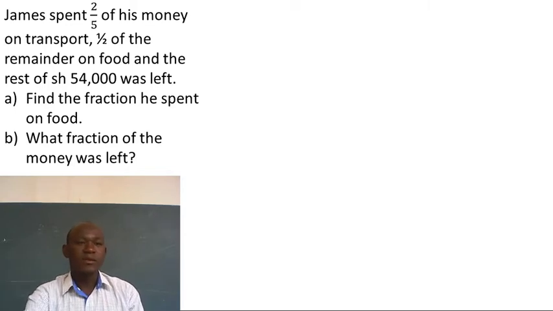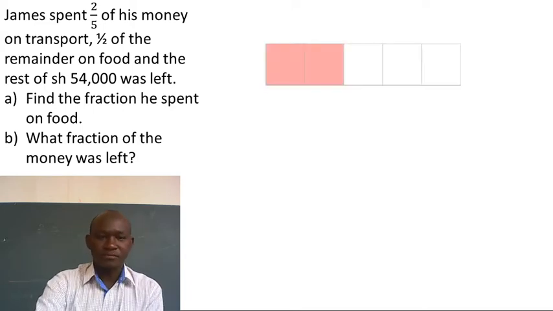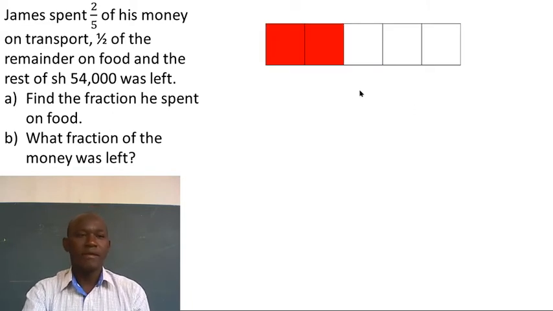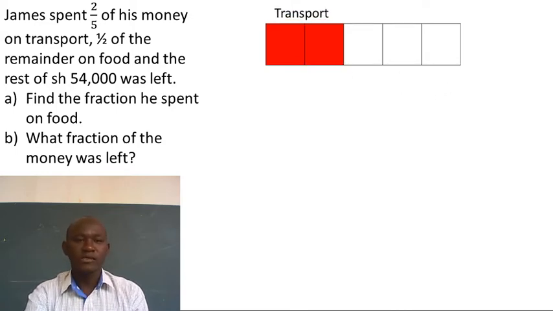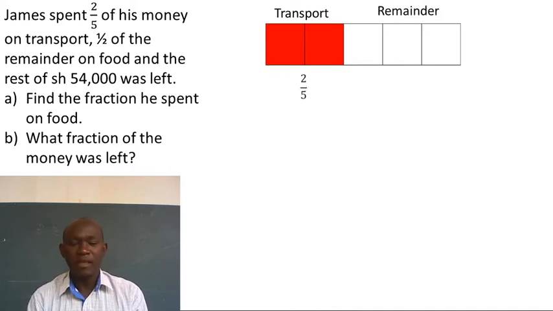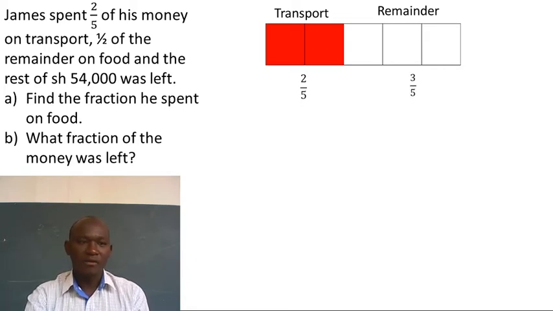Remember, he spent 2/5 of his money on transport. So how do we handle that? If this is my bar standing for money, we have 5 parts: 1, 2, 3, 4, 5. Out of these 5 parts, 2 of them have been spent already on transport. So transport is taking 2 out of 5, which leaves a remainder of 3 out of 5.